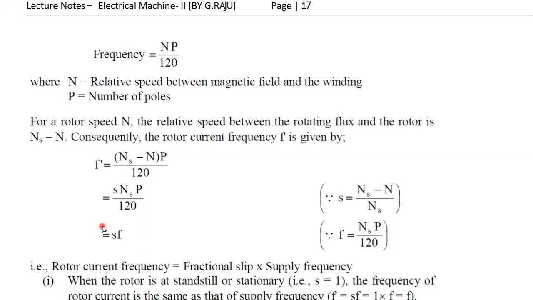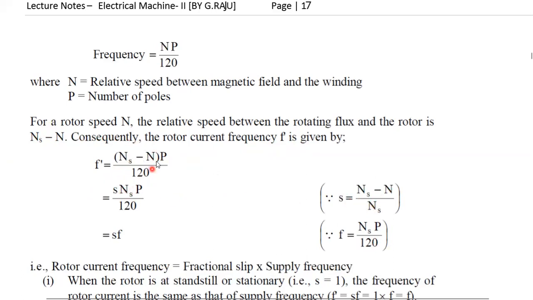What is the relative speed between these two? Ns minus N, because the stator rotating magnetic field and the rotor are rotating in the same direction. Consequently, the rotor current frequency f is given by f is equal to (Ns minus N) divided by 120 into P. You know, slip is equal to (Ns minus N) divided by Ns. So (Ns minus N) is nothing but slip times Ns.